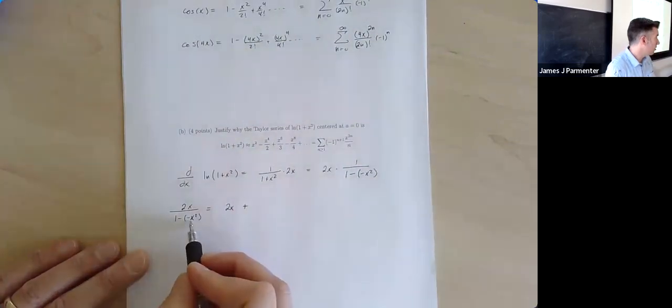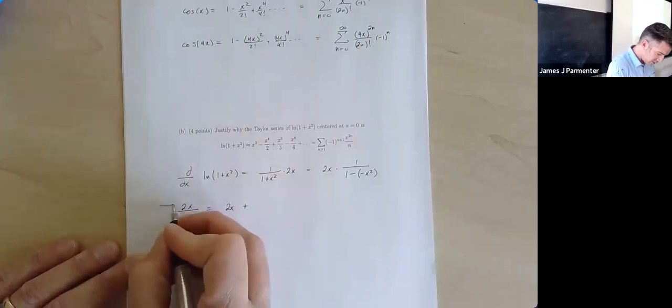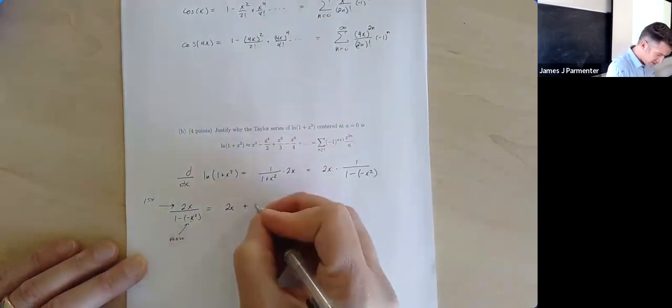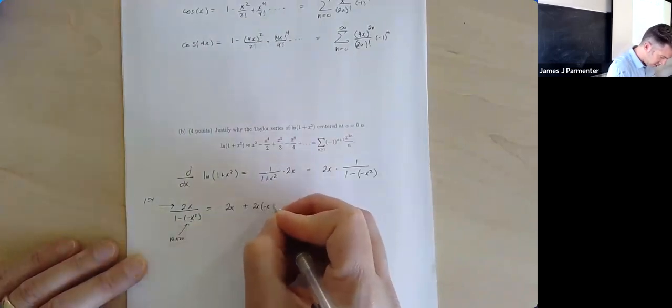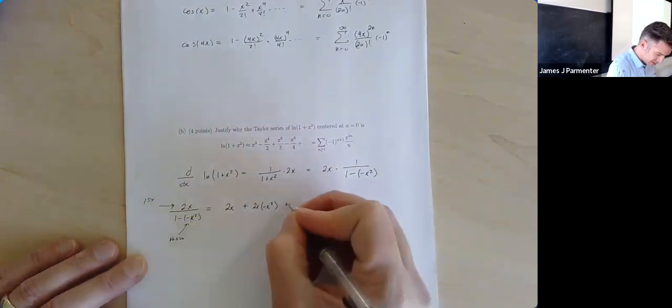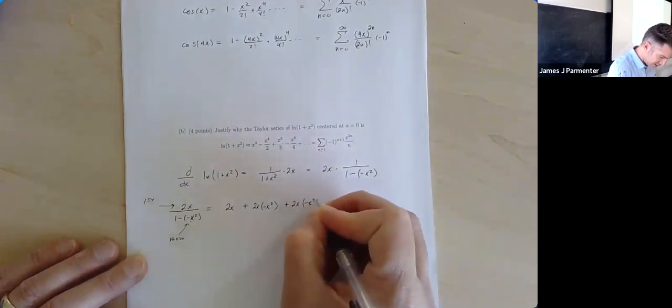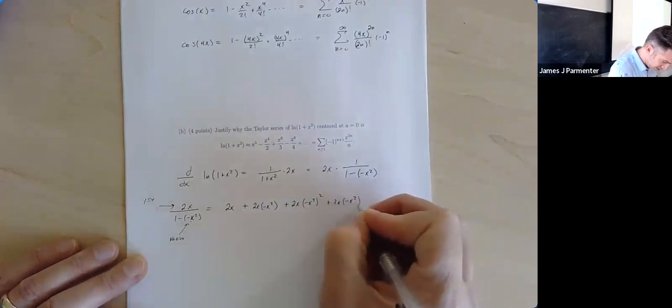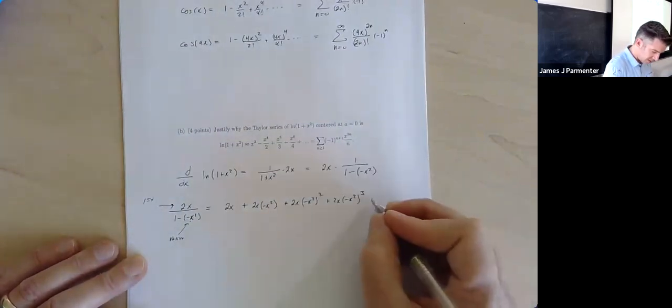Negative x squared, right? It's your first term over 1 minus your ratio. So my next term is going to be 2x times negative x squared. And my next term is going to be 2x times negative x squared squared. And my next term is going to be 2x times negative x squared cubed. And so on and so on and so on.